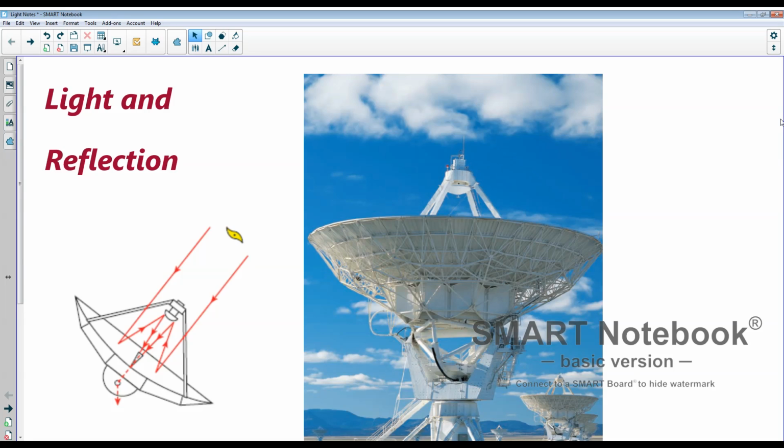Okay, so I wanted to give you an introduction to light here. I want to talk about a couple things, sort of the nature and history of light, and also about the speed of light. And our next big thing will be about light reflection.